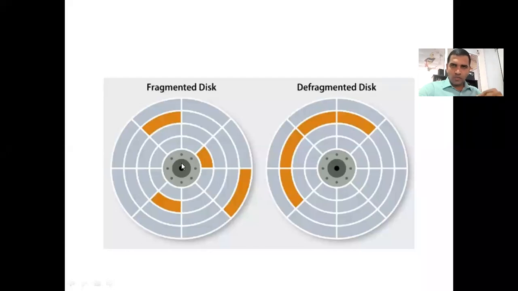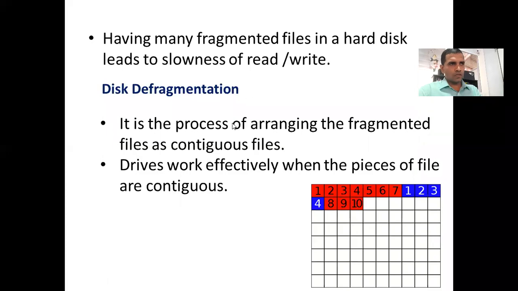But once the defragmentation process is finished, the pieces of a file are saved continuously, right, in neighboring cells. So now the head doesn't need much time for reading, right? This is the fact. So if you do defragmentation, definitely the performance is increased. Okay, so this is disk defragmentation, right?